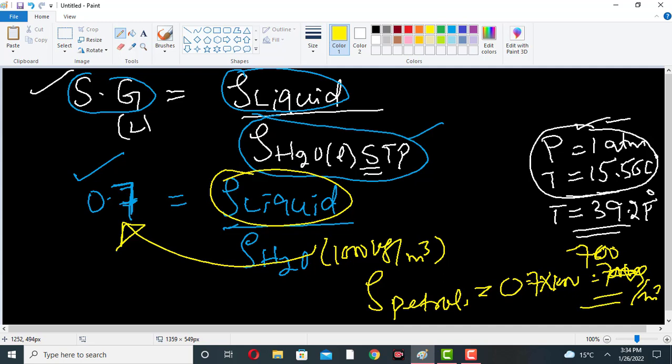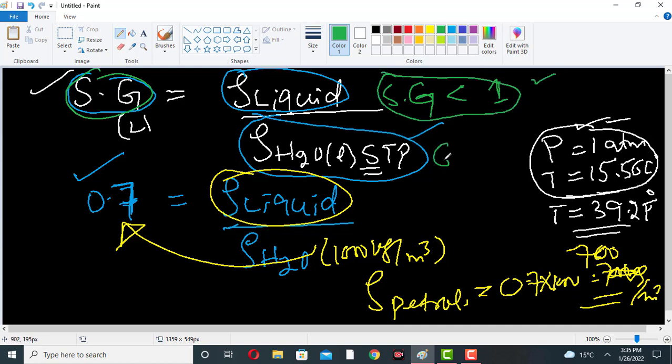When the specific gravity of a fluid is less than 1, then the liquid will be lighter than water. If the specific gravity of a fluid is greater than 1, then that fluid will be heavier than water. So if we combine water and petrol or water and diesel, then water will be heavier because the specific gravity of water is large as compared to the specific gravity of petrol.